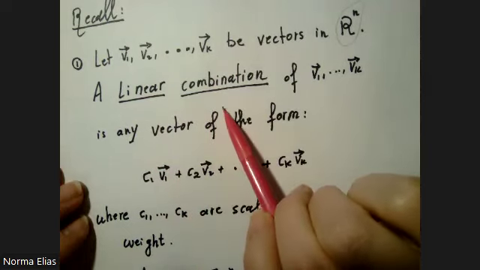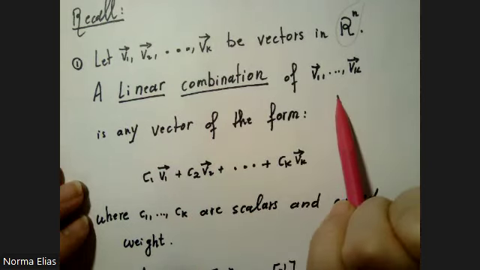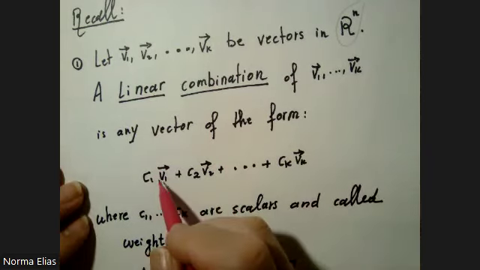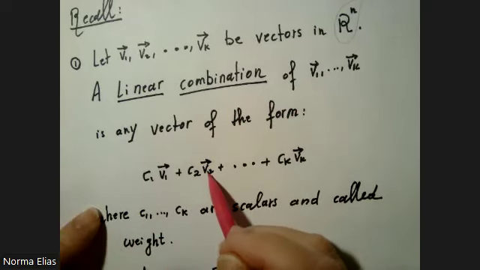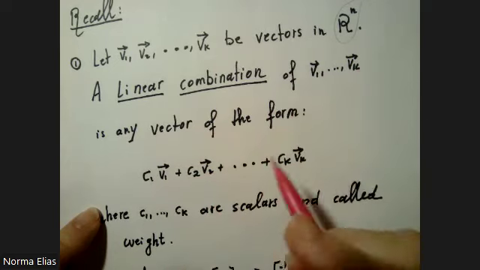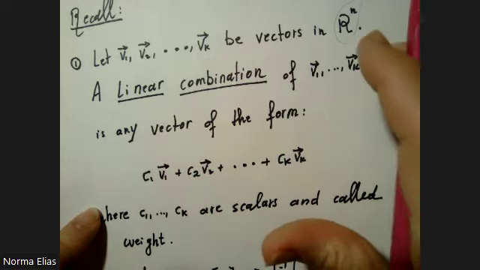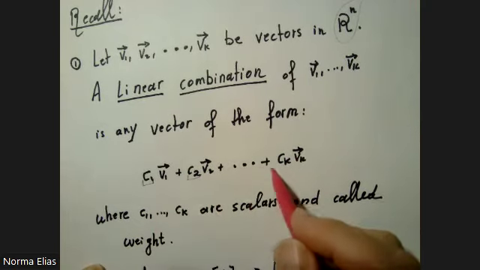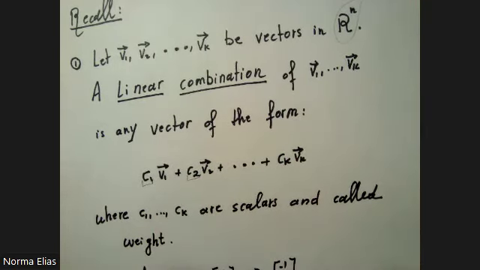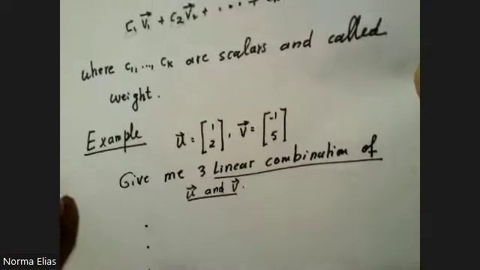A linear combination of those vectors is any vector of the form C1 V1. It means you take every vector and you scale it. Then you add it to a scalar multiple of the second vector, and you add it to a scalar multiple of the other vector. Those constants C1, C2 are scalars, meaning numbers, and we call them weights. So that's what a linear combination is.